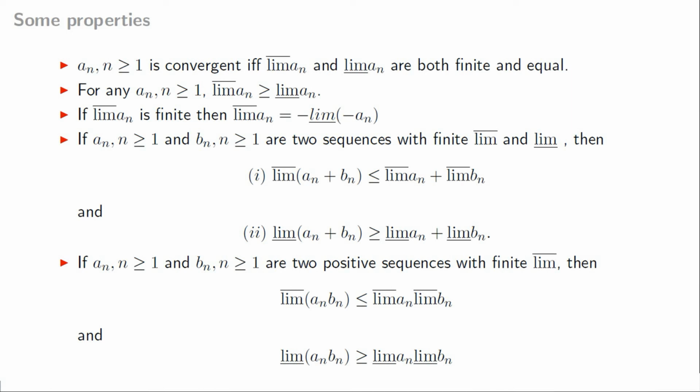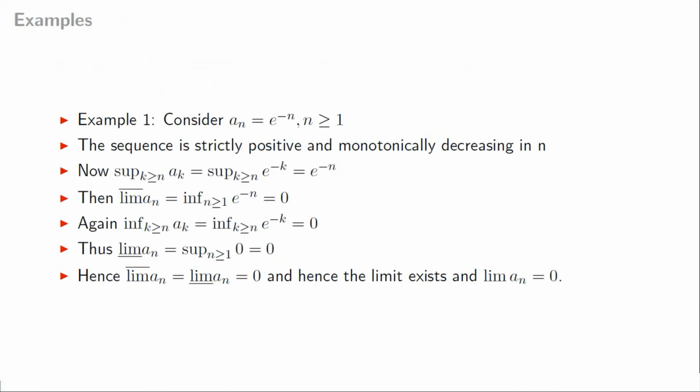If a_n and b_n are two sequences with finite limit superior and limit inferior, then the limit superior of a_n plus b_n is less than or equal to the limit superior of a_n plus the limit superior of b_n, and the limit inferior of a_n plus b_n is greater than or equal to the limit inferior of a_n plus the limit inferior of b_n. If a_n and b_n are two positive sequences with finite limit inferior and limit superior, then the limit superior of the product a_n b_n is less than or equal to the product of the limit superiors. So let us consider some examples.